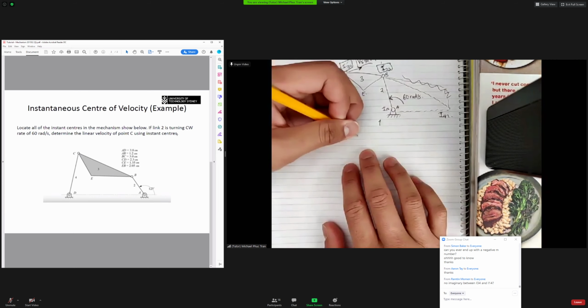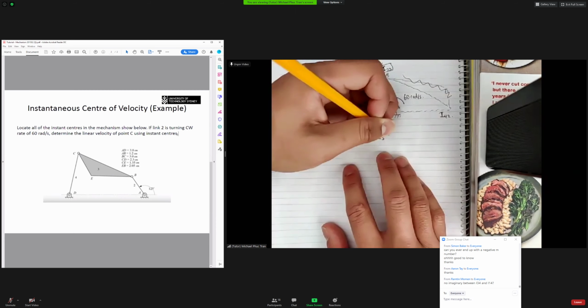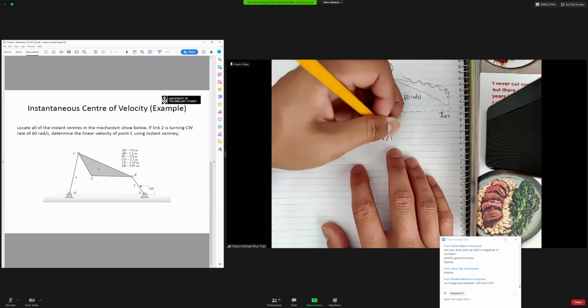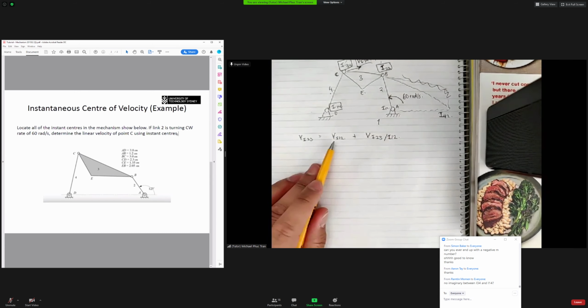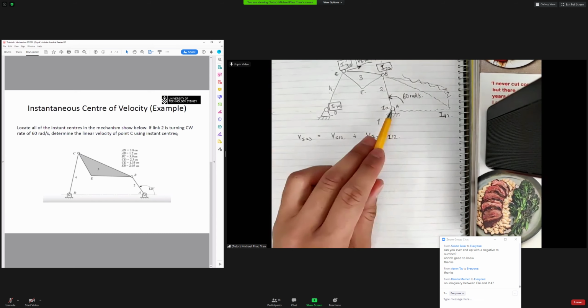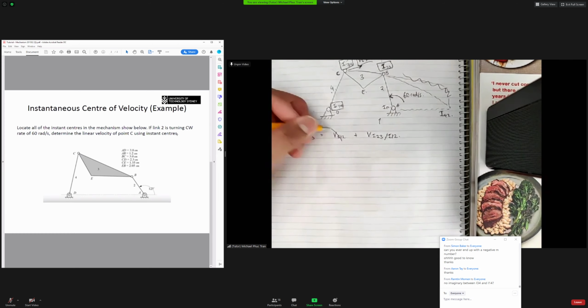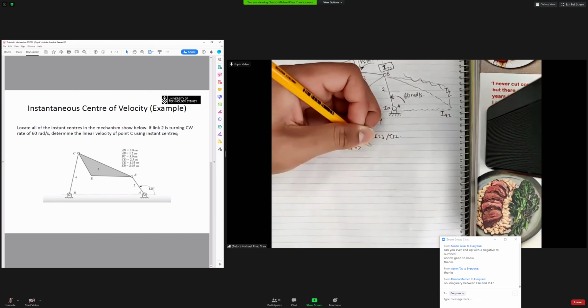VI12 plus VI23 in respects to I12. So VI12 is simply the velocity of I12. So how fast is this going to be moving? It's not going to be moving because it's fixed. So VI12 equals 0.